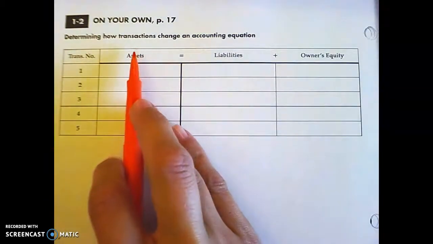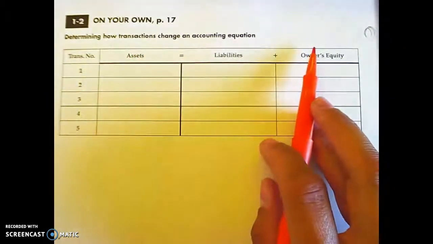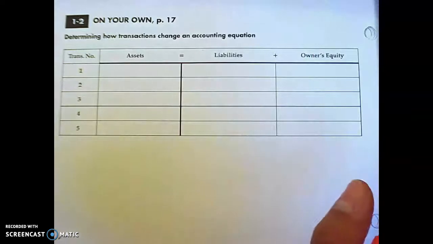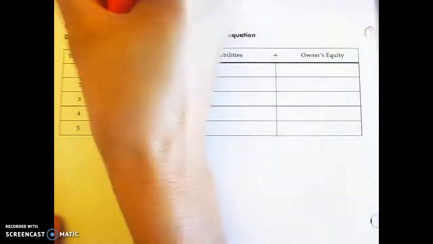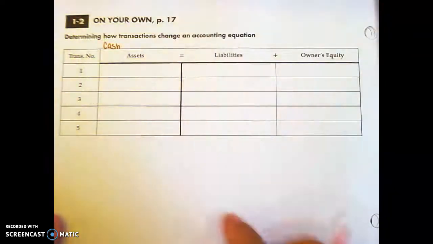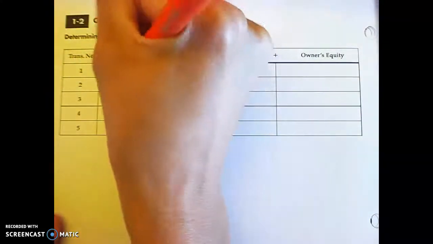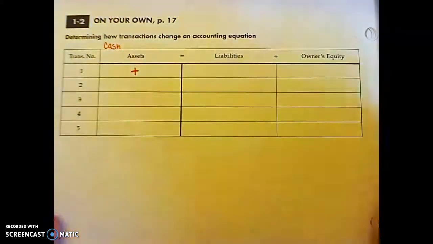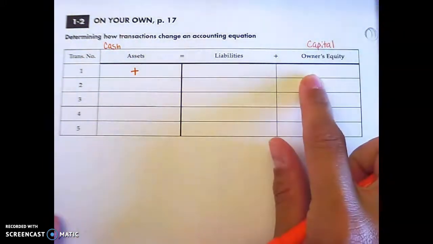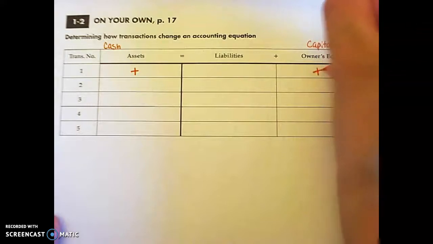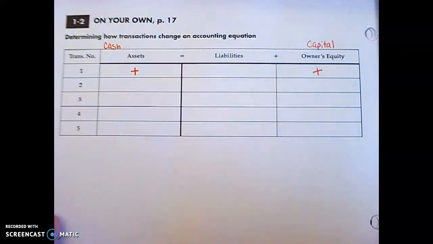I also don't have my accounts listed up here, but they're going to be the same type of accounts that we just had on the work together. So first transaction, received cash from owner as an investment. So we have cash, and then we got money from the owner as an investment. We're receiving cash. Cash here is an asset, so I am going to increase, put a plus sign here for my assets. Owner's equity, this is my capital account, that's also increasing because he is investing in the business, so that will receive a plus as well.